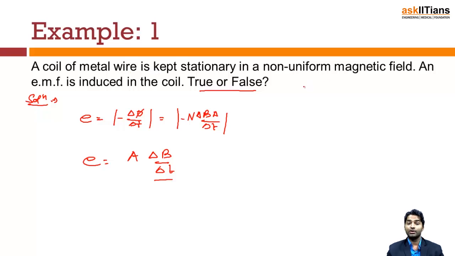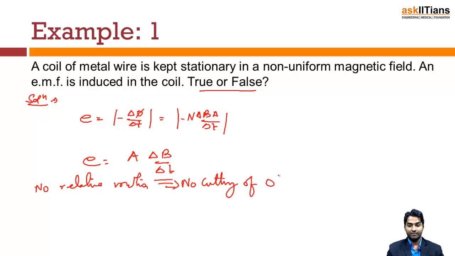So it means there is no relative motion. No relative motion means no cutting of magnetic flux. It means we can say EMF is considered to be zero. That's why this statement is false. This is based on Faraday's laws of electromagnetic induction.